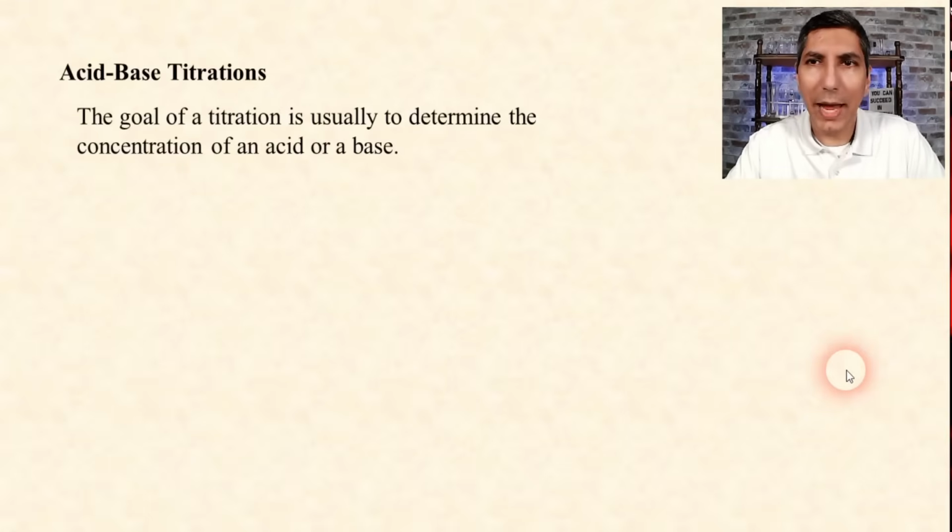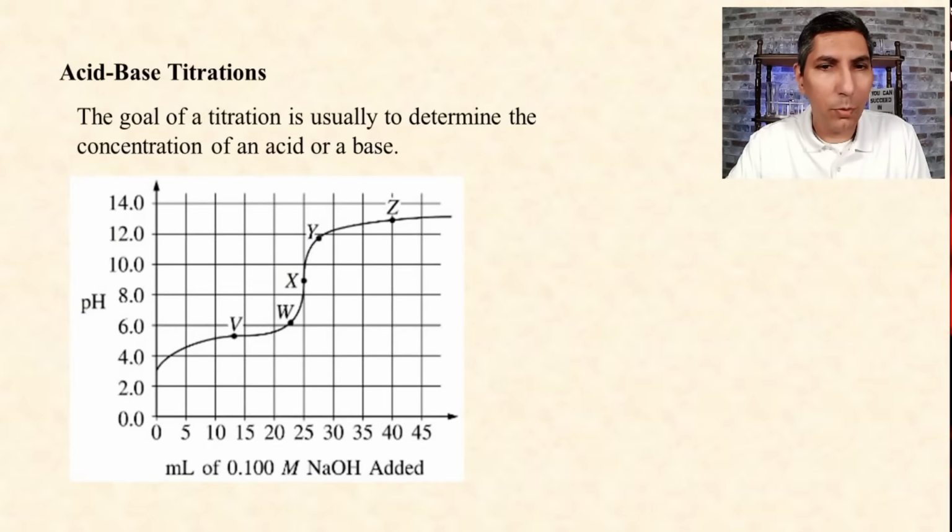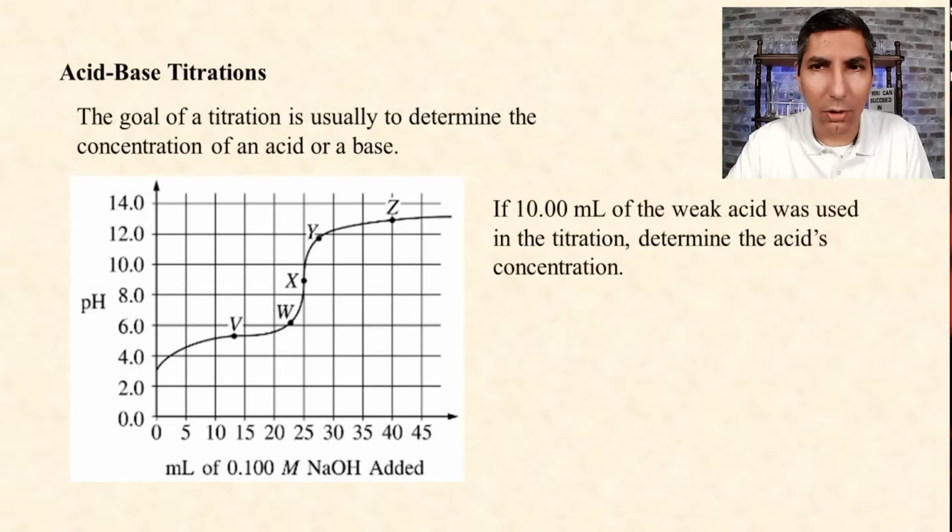Now, let's talk about acid-base titrations for a couple minutes. We know that the goal of a titration is normally to determine how concentrated an acid or a base is. So whenever we take a titration, if we plot the volume of a substance that's added, usually the base, on the x-axis, and we plot the pH on the y-axis, we can get this curve, this graph here. This is called a titration curve. And there's some interesting data that we can get out of this titration curve.